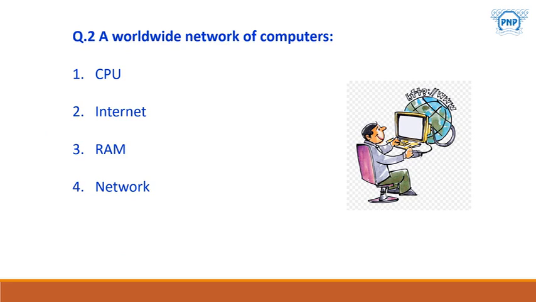Next, a worldwide network of computers. It's CPU, internet, RAM, and network. What is the correct answer? I think you must have seen this pic. In this pic there is a hint, you will come to know. Just observe it carefully, and the correct answer is internet. With the help of internet we stay connected with the whole world.